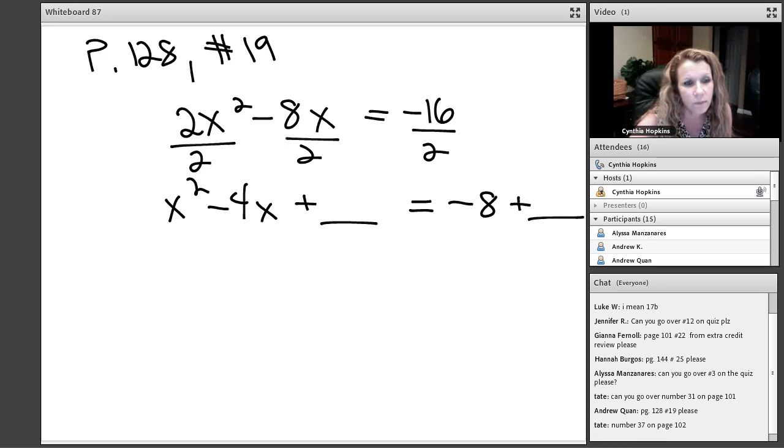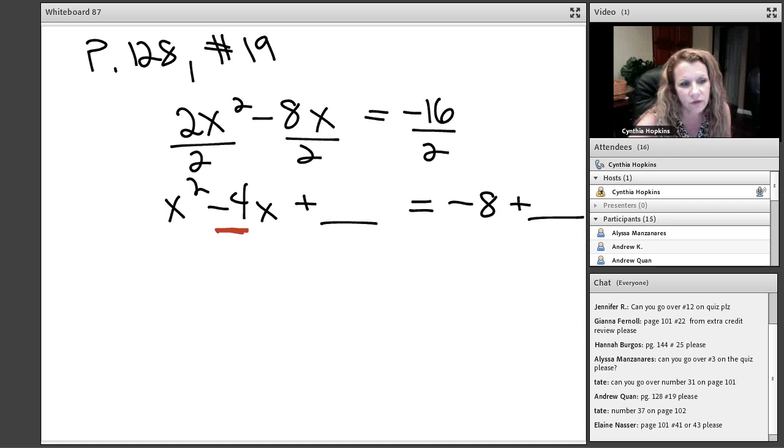All right, so because I now have a leading coefficient of 1, I take this middle coefficient of negative 4, you take half of it, or divide by 2, and then you square it. So doesn't that give me plus 4? And I have to do that on both sides, of course, because this is algebra. You are balancing it out and doing it on both sides.